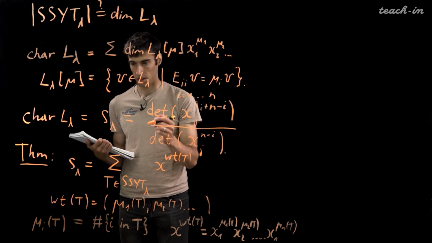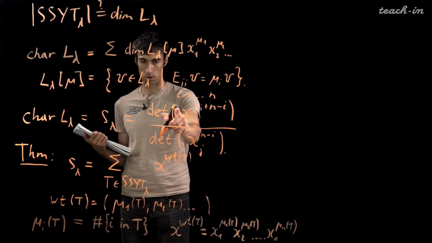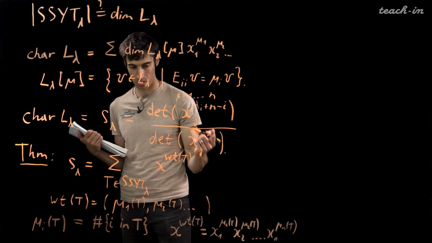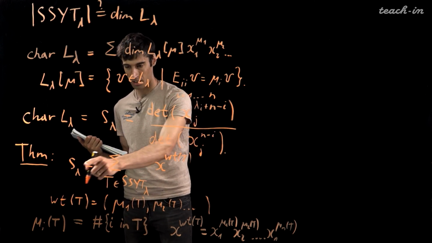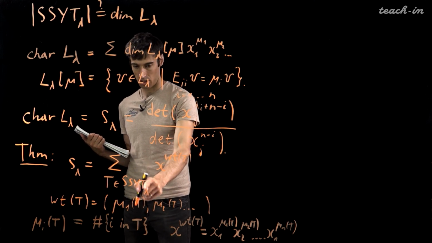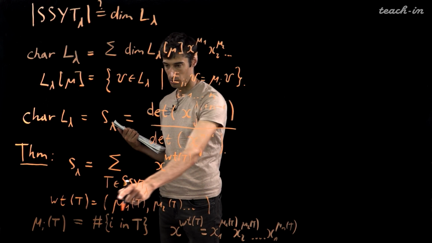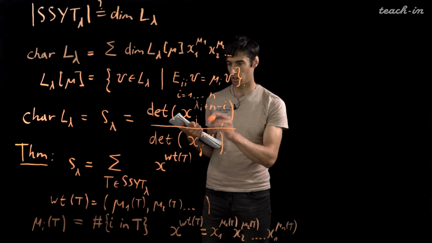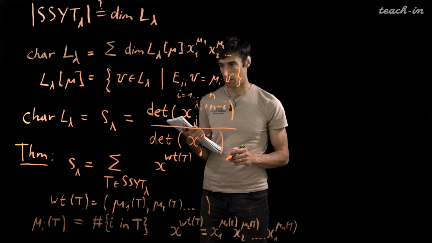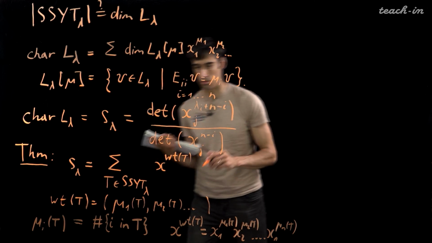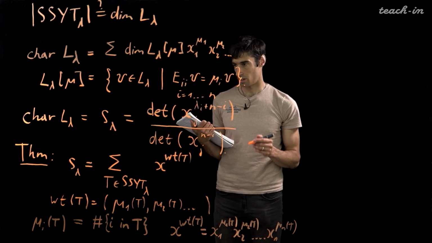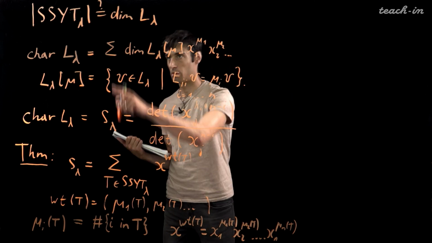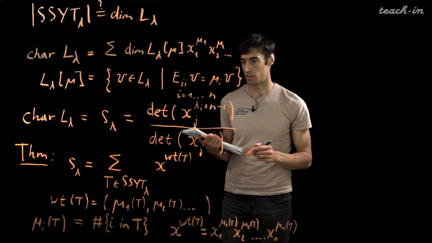So the theorem is the following. You take S lambda, which is defined by this quotient. Then it is a very combinatorial statement: you can write it as a sum of monomials given by weights of the corresponding semi-standard Young tableaux of shape lambda. Okay, so this theorem we will prove in the next lecture. But let us see why this theorem implies this equality.